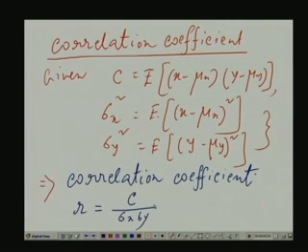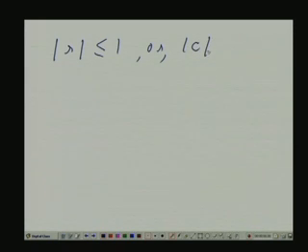We will now show that the correlation coefficient lies between minus 1 and 1. See, C can be positive or negative, but sigma x and sigma y are positive. How to show this? There are various ways of proving it. Proof.